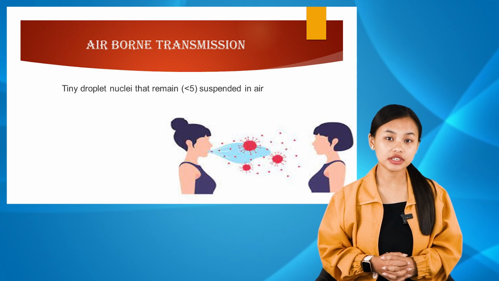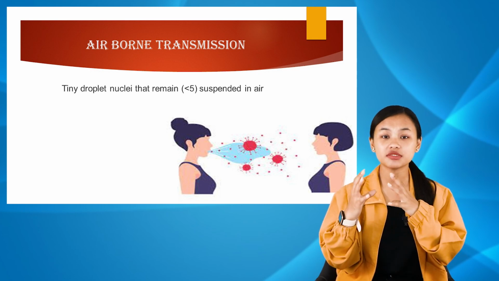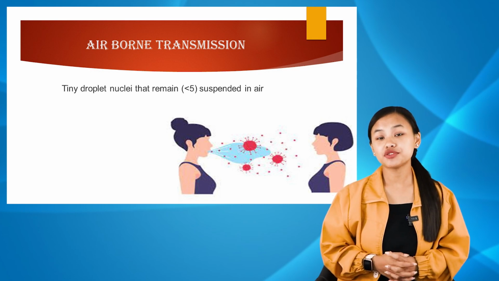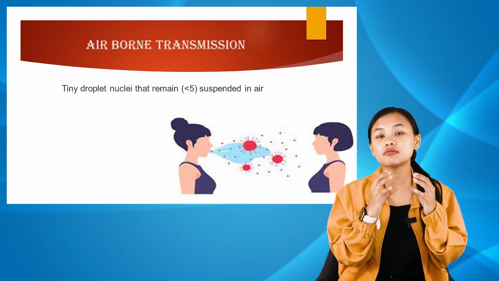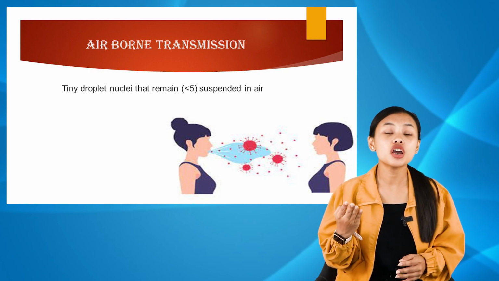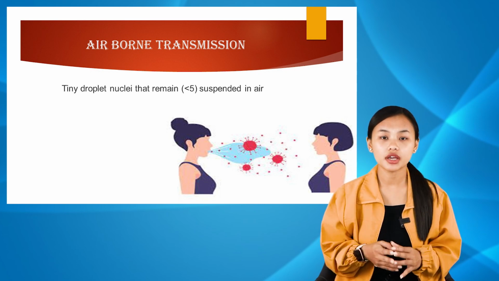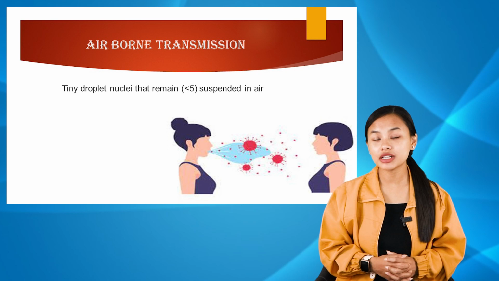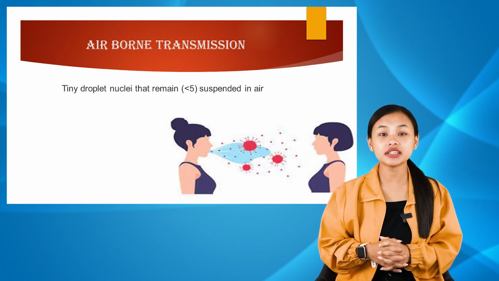And then moving on to the next is the airborne transmission. So how can it be transmitted? These microorganisms or the pathogens can be transmitted from an infected person to a healthy person through the tiny droplet nuclei that remain suspended in the air.